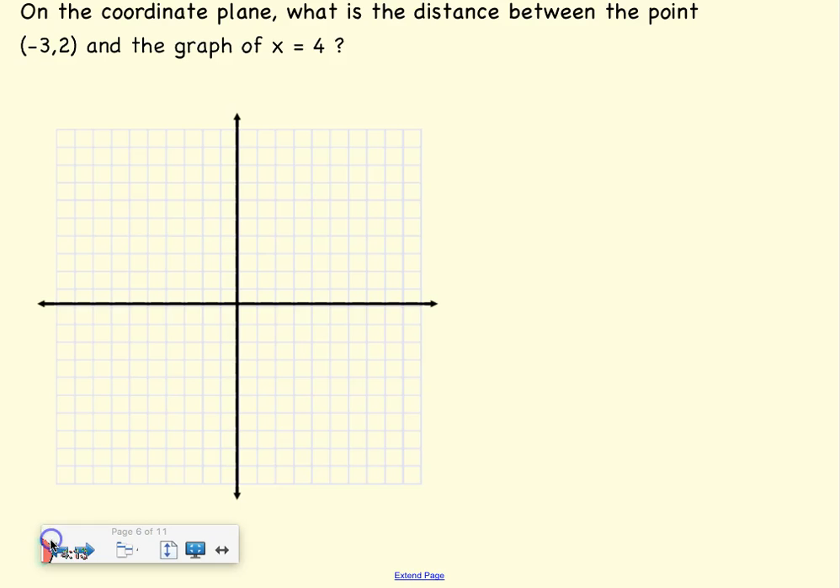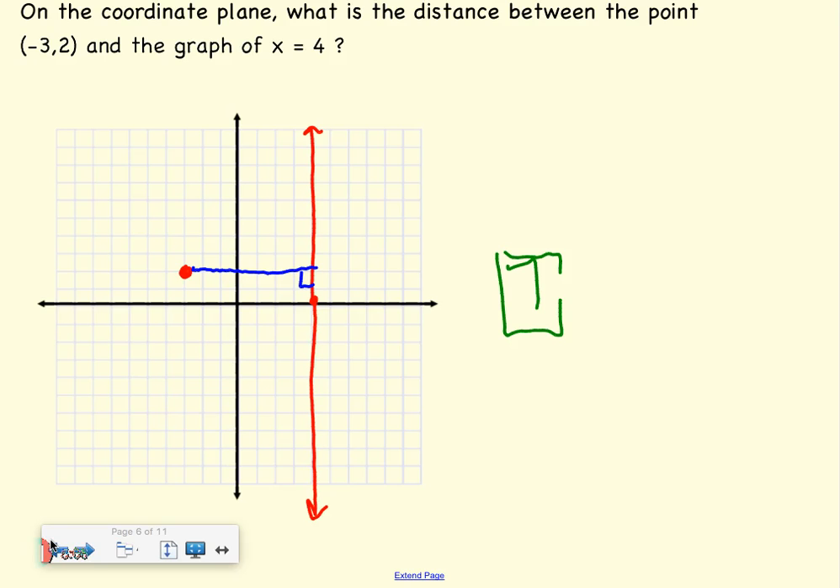Okay, let's try this one. The point negative 3, 2, and x equals 4. 1, 2, 3. How am I going to do this one? Just go straight. Yeah, can I just count straight across? Would that be perpendicular? Yes. It sure would, so let's just count it. Seven? Yeah. Okay, so the trick is if you have a straight horizontal or vertical line, you can just count.